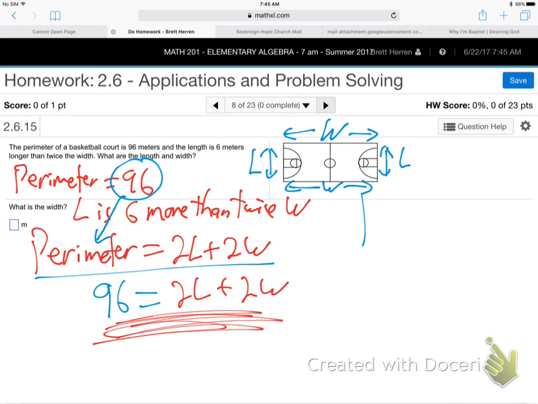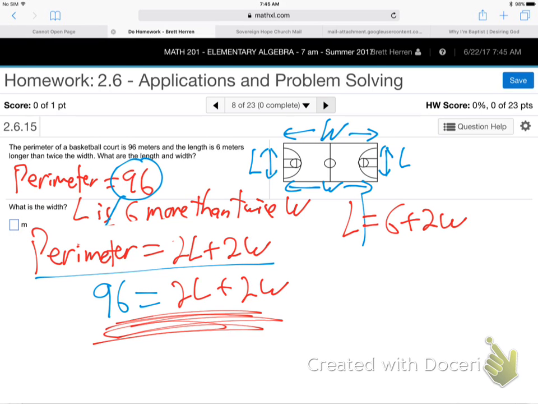You plug in the 6 and twice the width. Look what it's saying up here. Look back at their statement. L is 6 more than twice W. Let me say it over here, since I'm running out of room. L is 6 more than twice W. Isn't that what that little sentence is saying? L equals 6 more than, 6 added to, twice W.